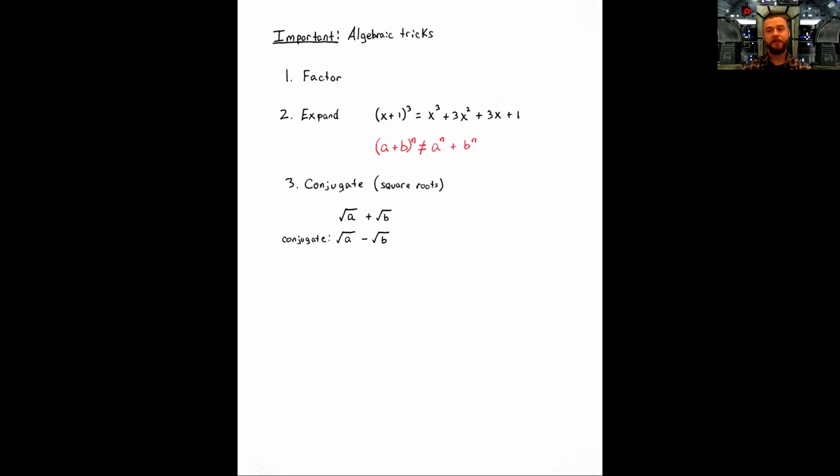All right? So let's say we have this square root expression, square root of a plus square root of b. We define the conjugate of that, basically changing the sign between those 2 quantities. So if our expression is square root of a plus square root of b, the conjugate of that is square root of a minus square root of b. So we basically just change the sign between.